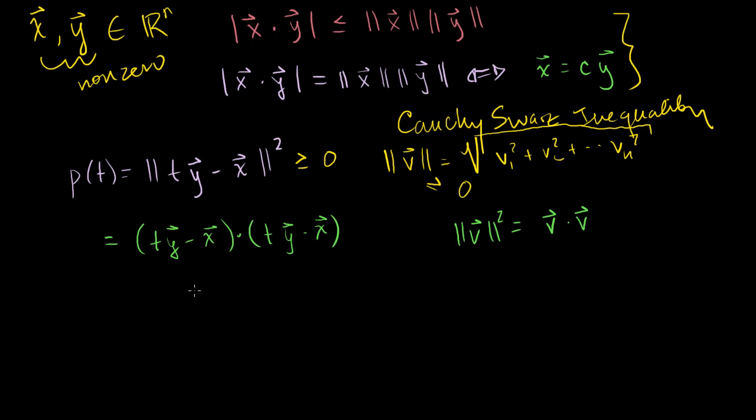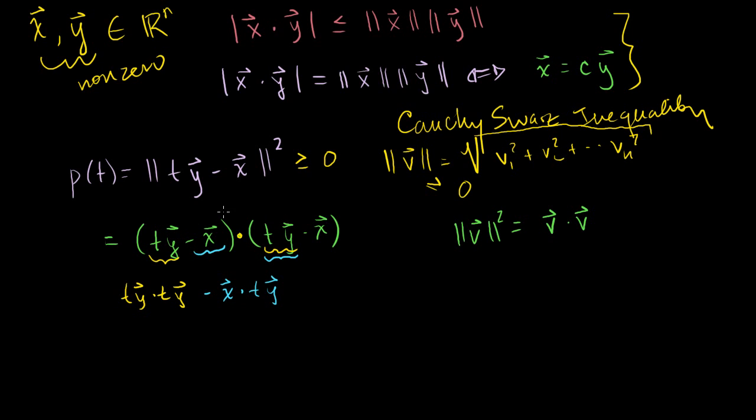You're essentially just using the distributive property. But remember, this isn't just regular multiplication. This is the dot product we're doing. This is vector multiplication, or one version of vector multiplication. So if we distribute it out, this will become ty dot ty. Then we get the minus x times this ty, or instead of saying times, I should be careful to say dot. So minus x dot ty.